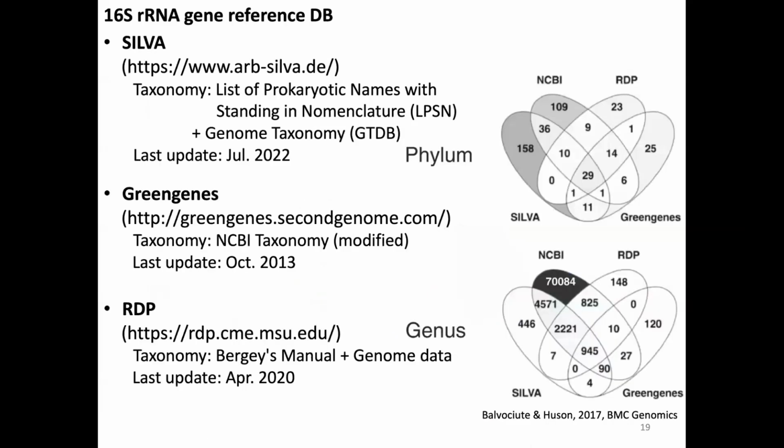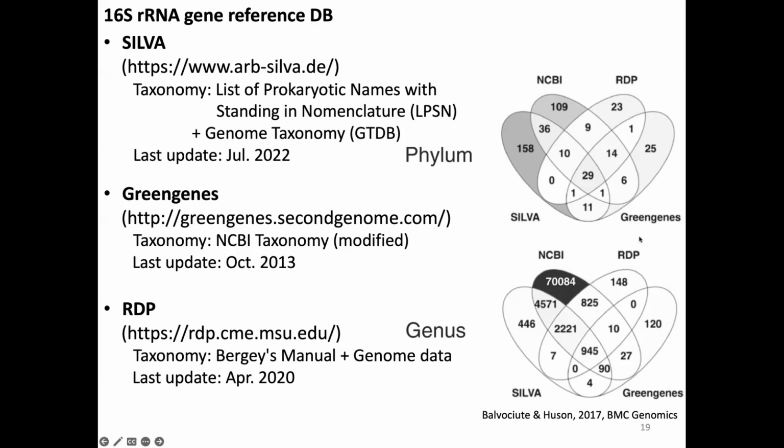And after creating OTUs or ASVs, in order to estimate the taxonomy of each sequence cluster, researchers perform a sequence similarity search. Although there are several reference sequence databases of ribosomal RNA genes, such as SILVA, Greengenes, and RDP, the majority of researchers use SILVA because of its frequent database updates.